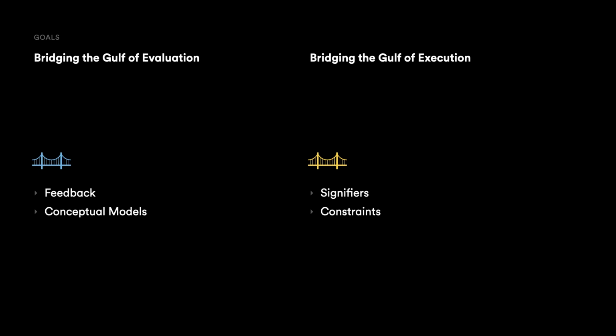Earlier in the semester, we learned about poka-yoke. Who remembers what poka-yoke means? Yeah. Basically build your interface so that it's very difficult to make mistakes. That's right. And poka-yoke is kind of a philosophy around designing interactions that actually bridges both the goal of execution and the goal of evaluation.